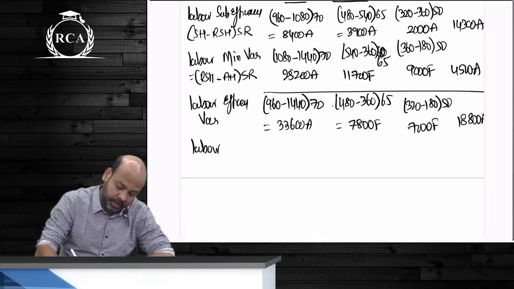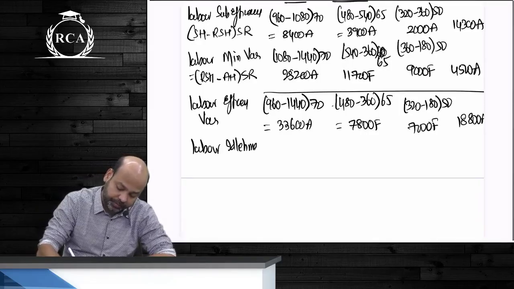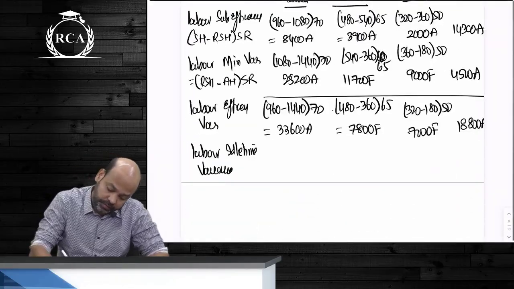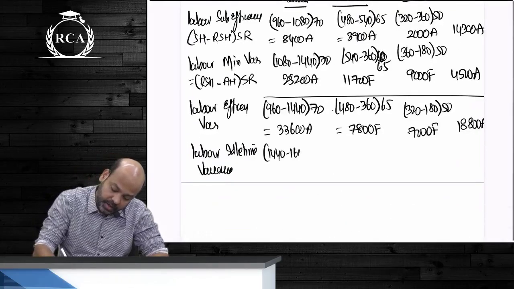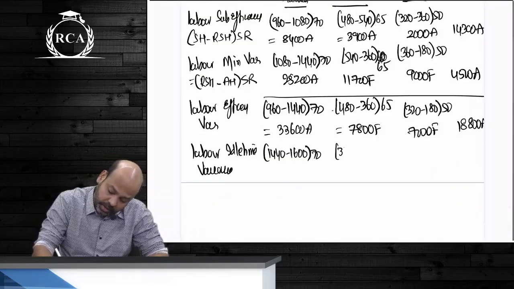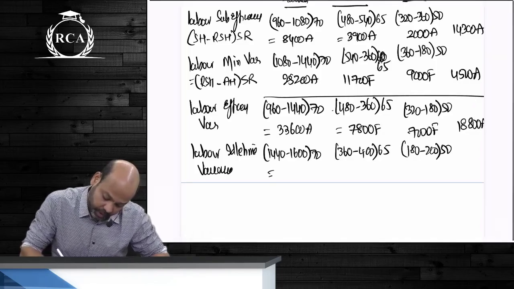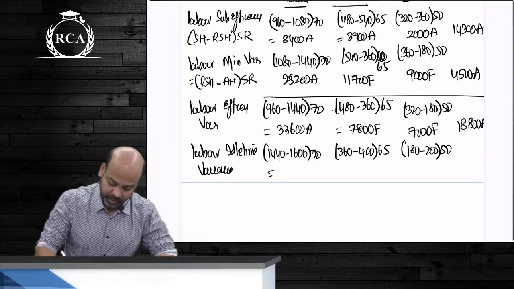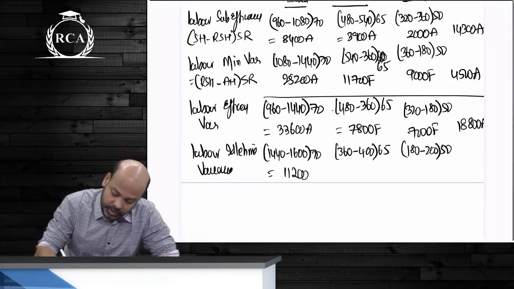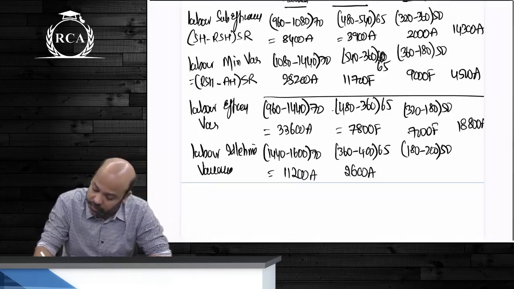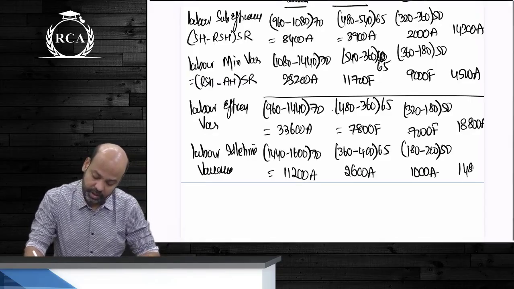Then beta, labor idle time variance. 1440, guys, minus 1600 multiplied by 70. 360 minus 400 multiplied by 65, 180 minus 200 multiplied by 50. 160 into 70, guys, this will be 11,200 adverse. 40 into 65, guys, 2,600 adverse. 20 into 50, 1,000 adverse. All together 14,800 adverse.